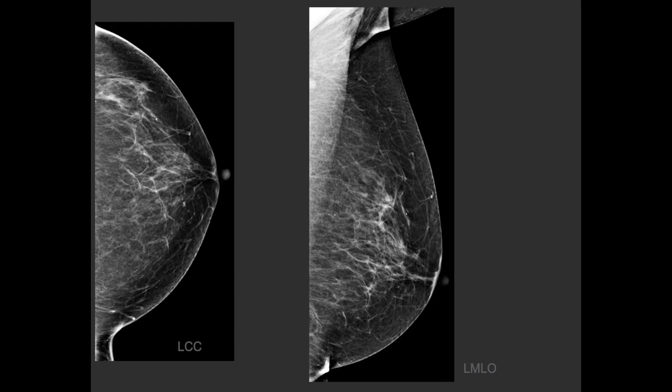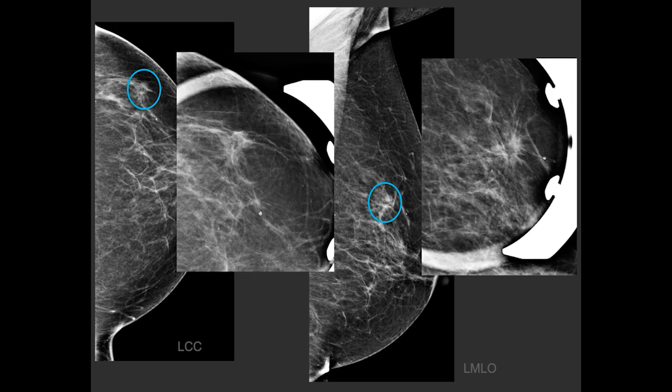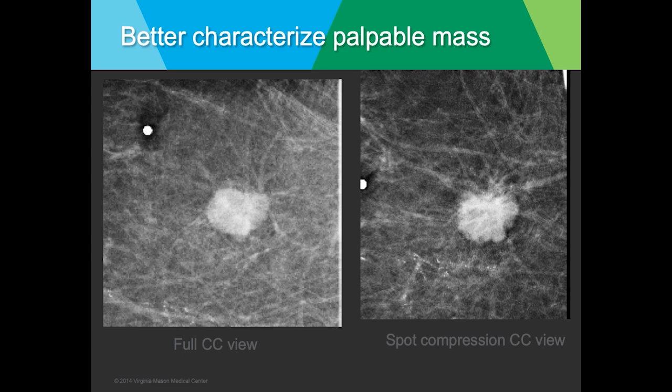Here's another example of a screening finding. There's a subtle area of slightly increased density in the upper outer portion of the left breast, as indicated by the blue circle. The patient was brought back for spot compression views of this area, and you can see on these additional views, the area became denser and demonstrates that there is an irregular mass corresponding to the finding seen at screening mammogram, and indeed, this turned out to be an invasive breast cancer as well.